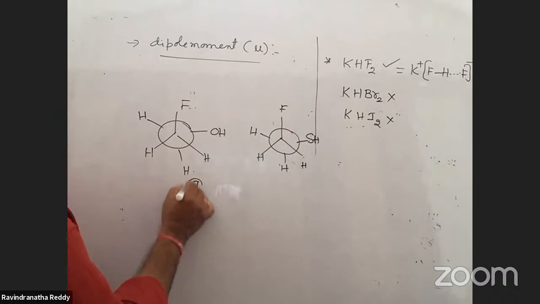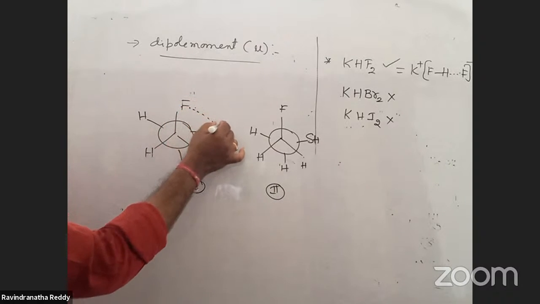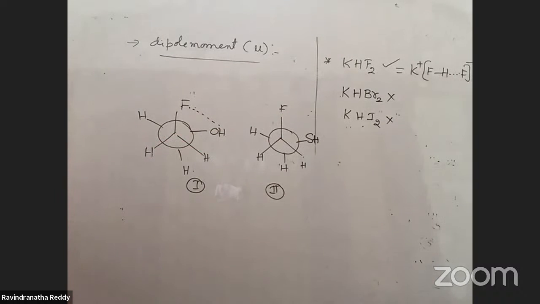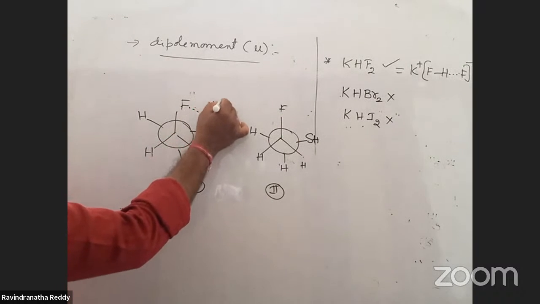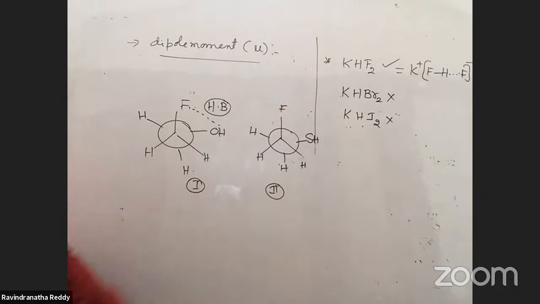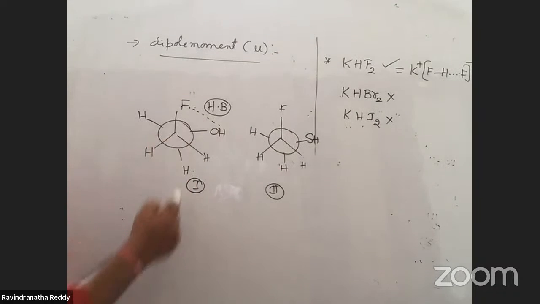So in compound 1 and compound 2, in which condition is hydrogen bonding possible? In the first condition, hydrogen bonding is possible. In the second condition, with sulfur, there is no hydrogen bond. So that's why, what happened?